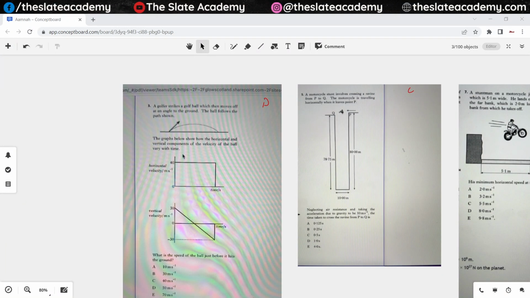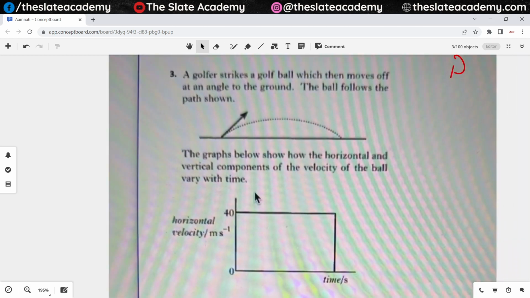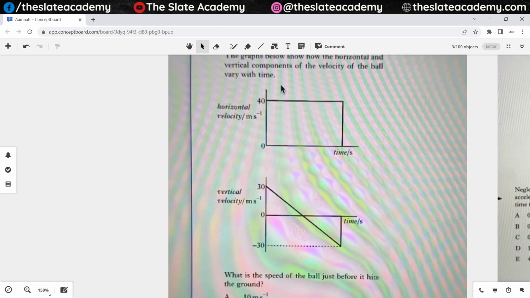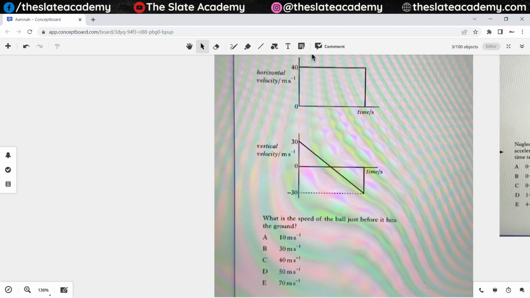All right. Looking at these questions, let's look at the first one. A golfer strikes a ball which then moves off at an angle to the ground. The ball follows the path shown. The graphs show the vertical and horizontal component of the velocity of the ball. What is the speed of the ball just before it hits the ground?